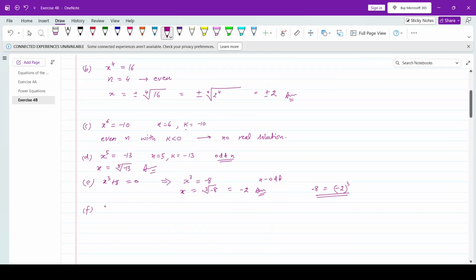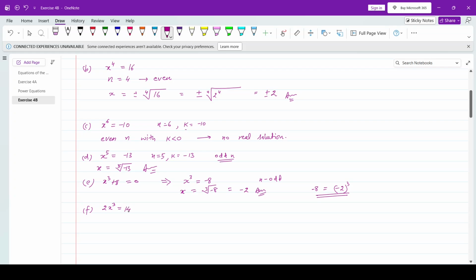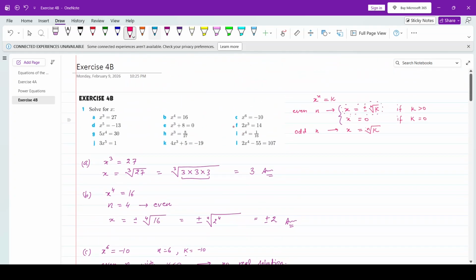F is 2x cube is equal to 14. So this one is very simple. The one circled in red is for you to solve on your own. I'll solve K.